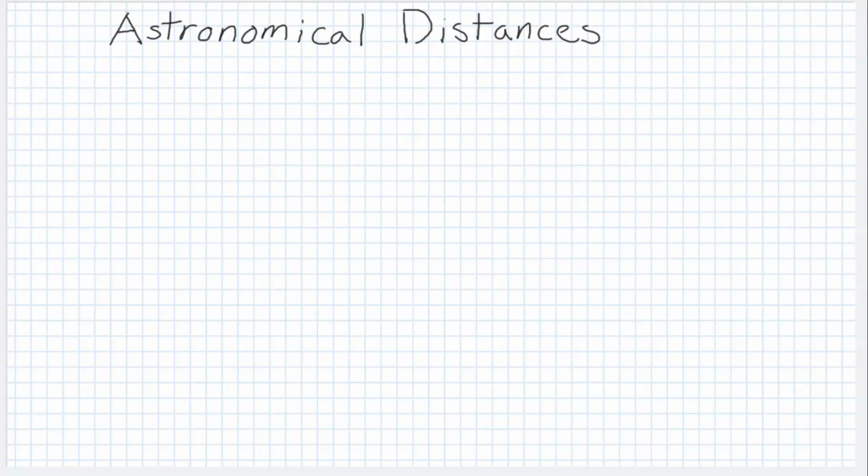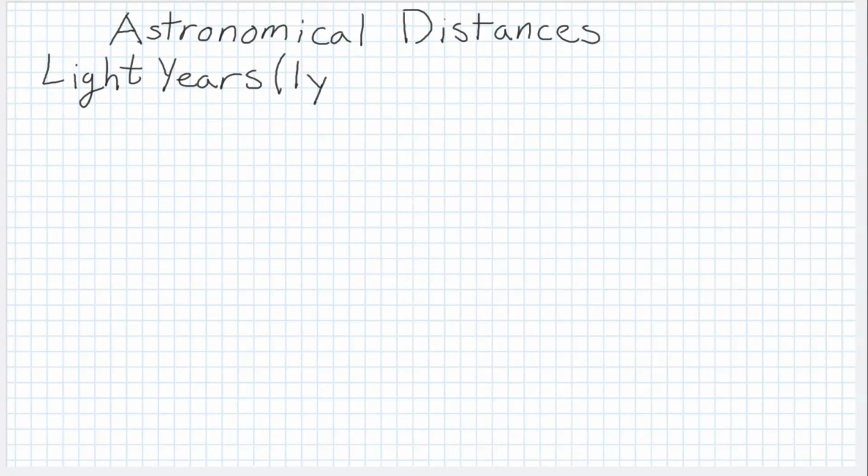This video is going to be about astronomical distances. Because astrophysics uses quantities of distance much larger than those we see on Earth, measuring things in kilometers or meters is really inconvenient. So for astronomical distances, we use 3 units that you're going to learn in this video.